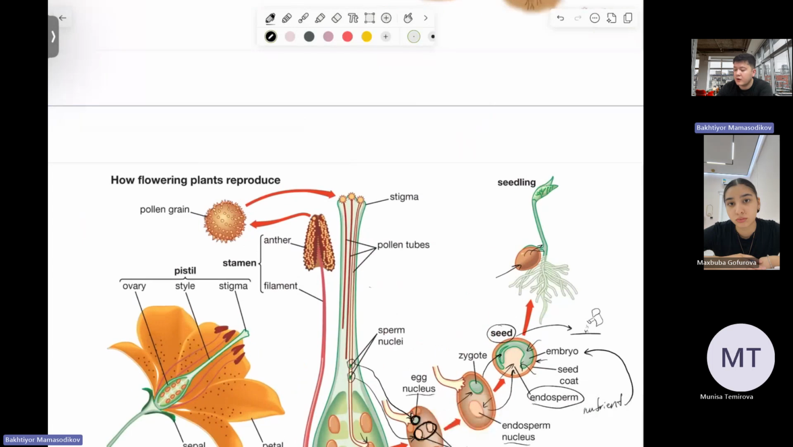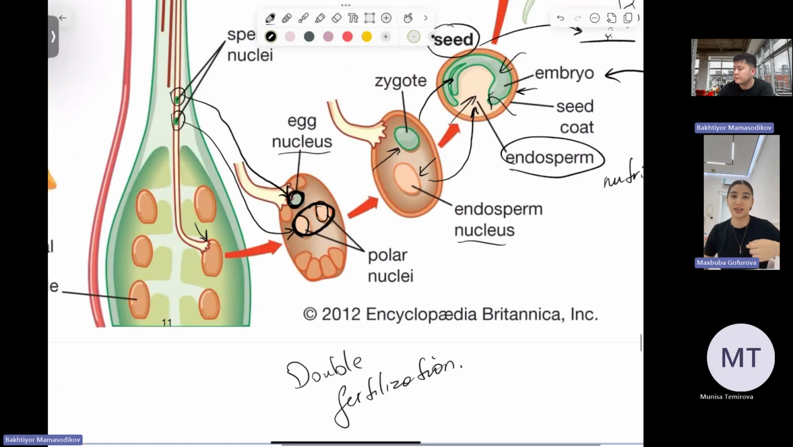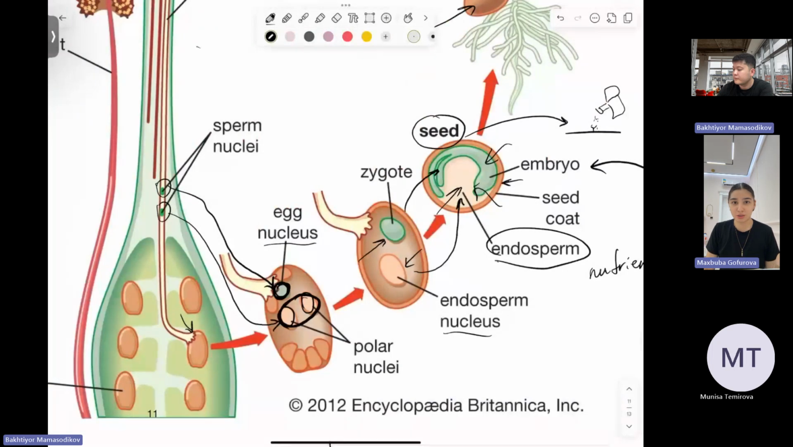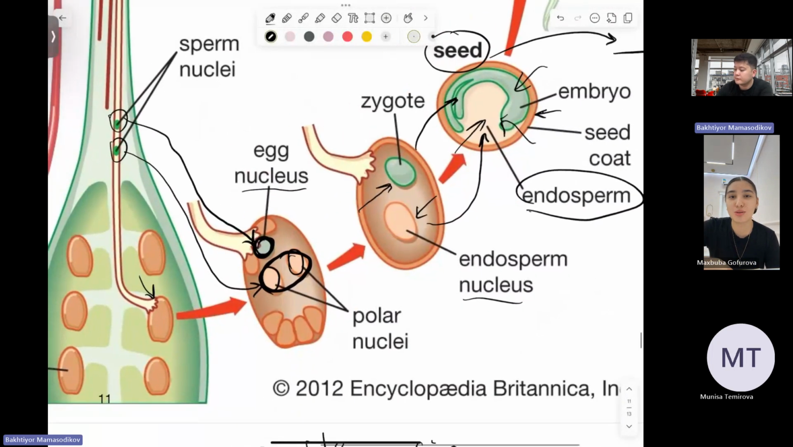Any questions so far regarding the double fertilization? Any questions? How can they find the endosperm? There is one egg nucleus and polar nucleus, yeah? And how do they go to the endosperm?